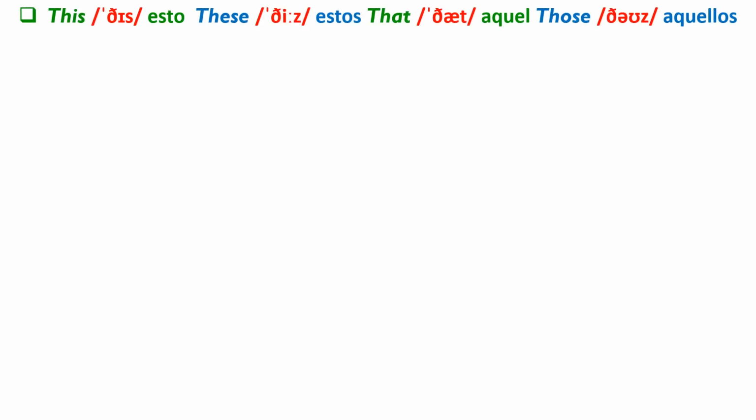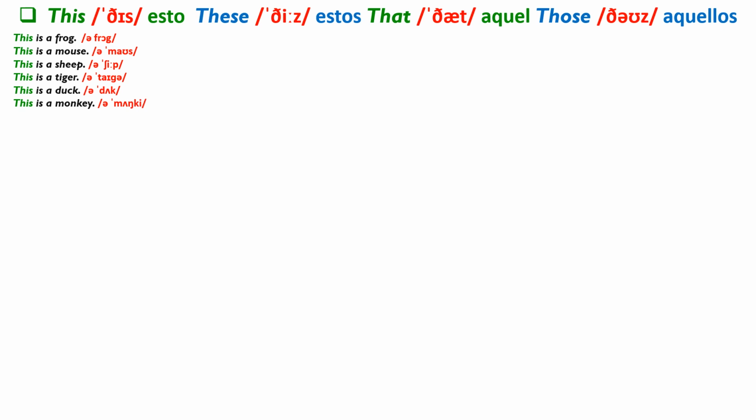Demonstrative pronouns. This, these, that, those. This is a frog. This is a mouse. This is a sheep. This is a tiger. This is a duck. This is a monkey. This is a bird. This is a cow.